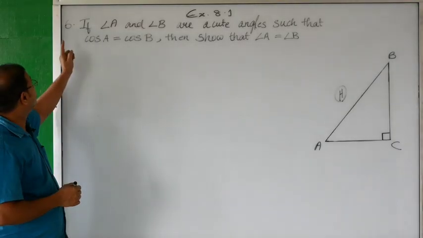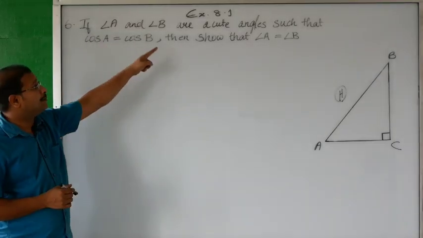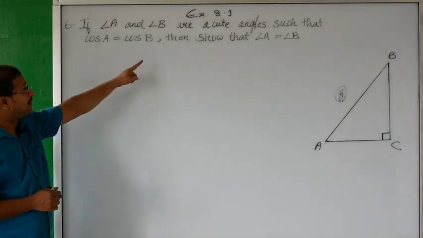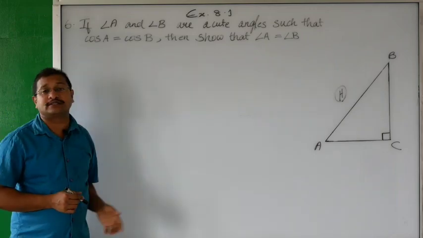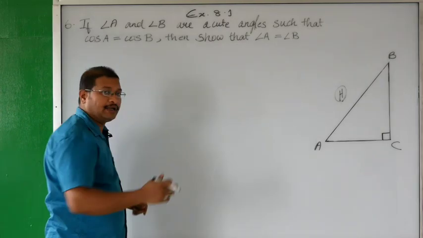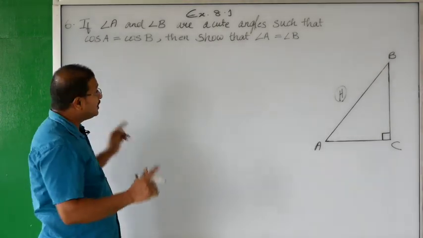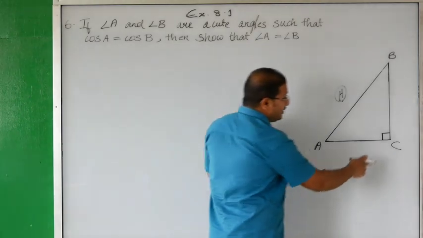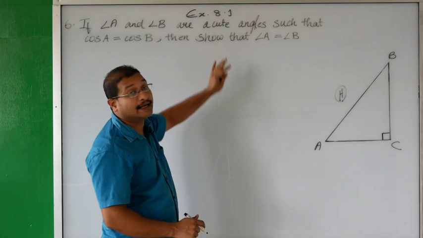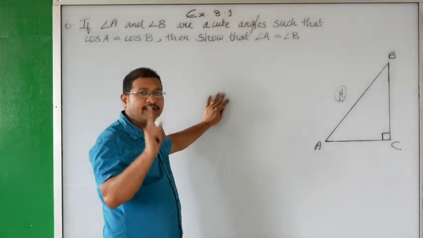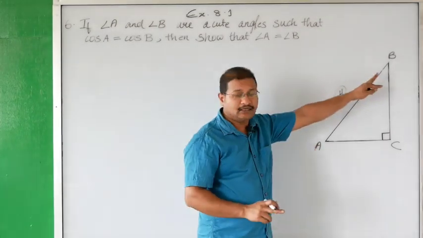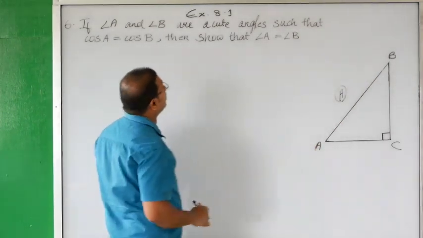Question number 6. If angle A and angle B are acute angles such that cos A equals cos B, then show that angle A equals angle B. Of course, we have to keep this on triangle ABC, and we have to make sure that angle C will be 90 degrees, because in the question A and B are acute angles. Acute means below 90 degrees.